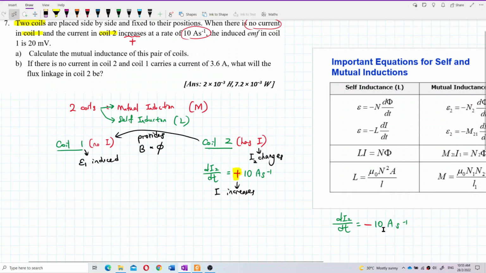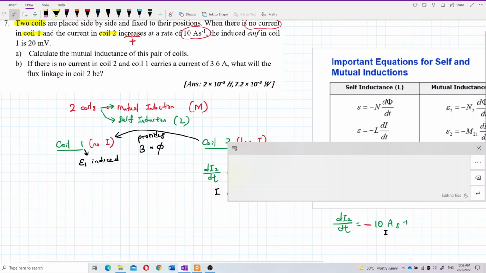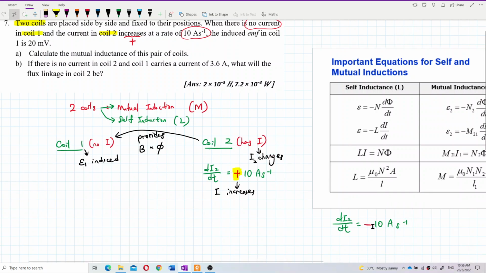Negative 10 ampere per second means that for every second the current decreases by 10 ampere. That is what the positive and negative sign means here. So it's very important.